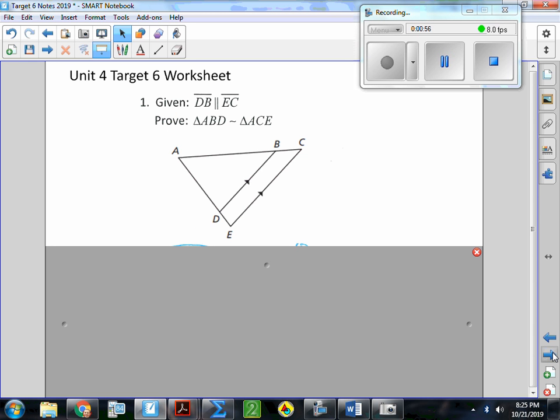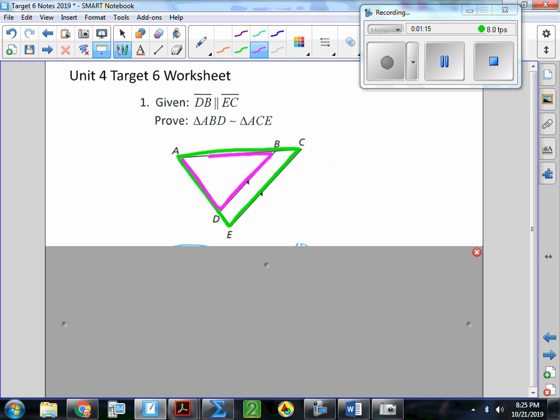So angle, angle is our shortcut. So if I look carefully at the diagram, you might want to trace out your parts. Okay, I have a big triangle drawn in green, and I have a small triangle drawn in pink. So both the green and the pink triangles have angle A in them. So that's one angle. And then the other thing they told me is parallel lines.